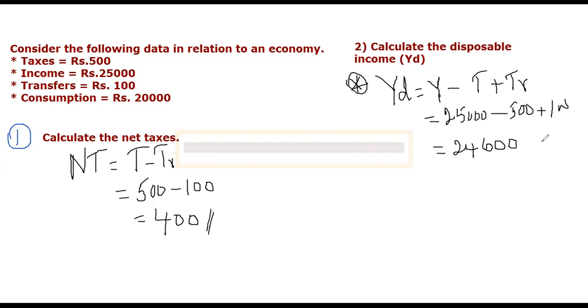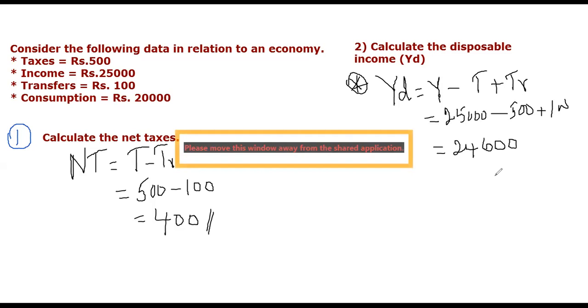Are you okay with this? YD is equal to Y minus T plus TR. Y is 25,000, T is 500, TR is 100. So 25,000 minus 500 plus 100 is 24,600.